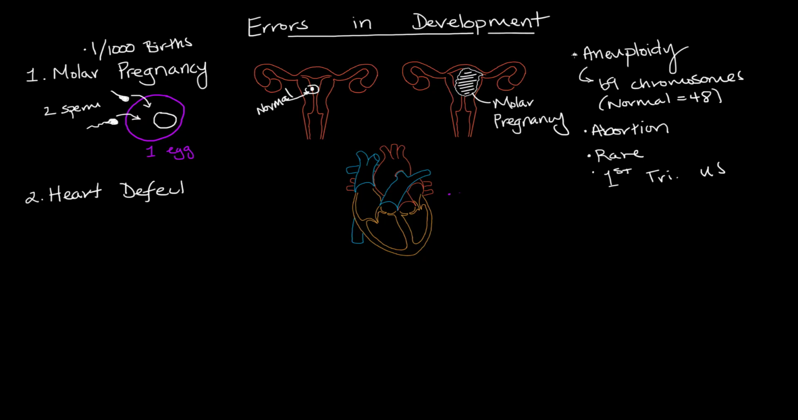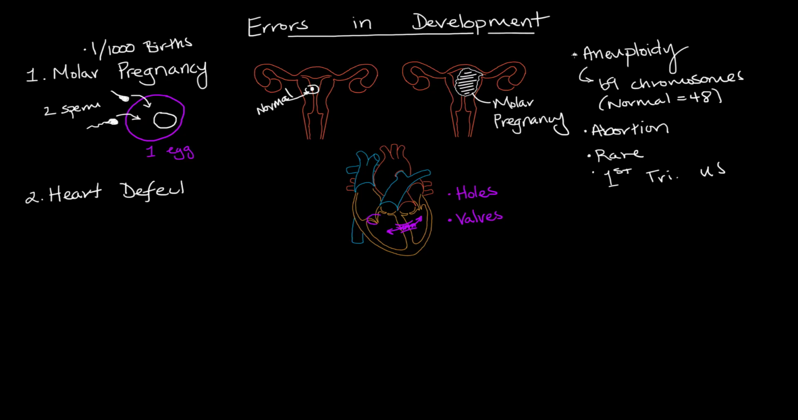So you can have a lot of different types of defects of the heart. One common one is holes. So you can have a hole between the chambers of the heart that lets fluid or blood move between the chambers that they shouldn't be moving between.